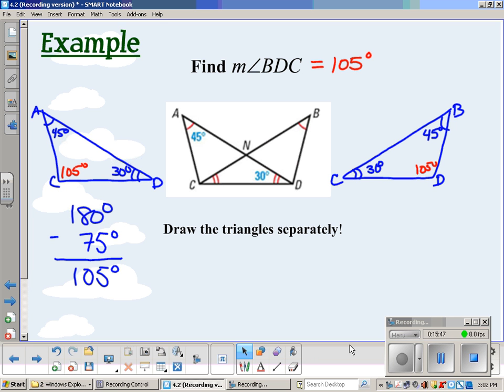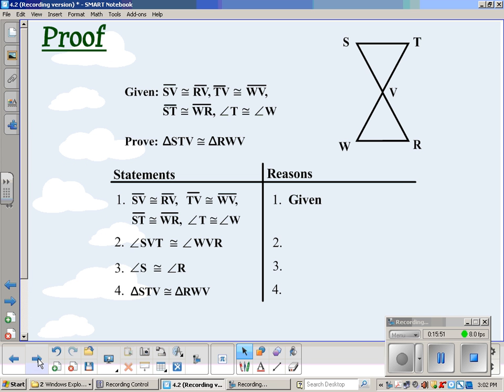All right, now it's time to take a look at a proof. So notice our given information. We have a bunch of different sides marked congruent and one pair of angles that are congruent. But none of that is actually marked in our diagram. So the first thing that I'm going to do is mark all of this information into my diagram so I can see what I have.